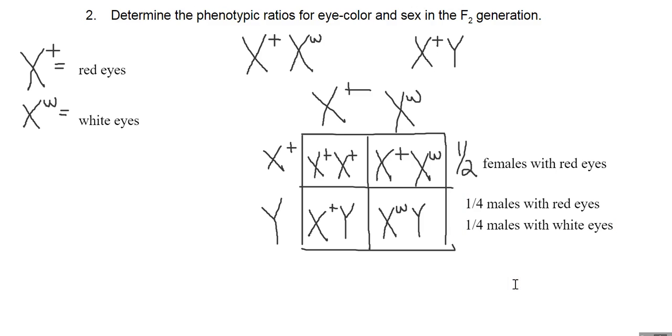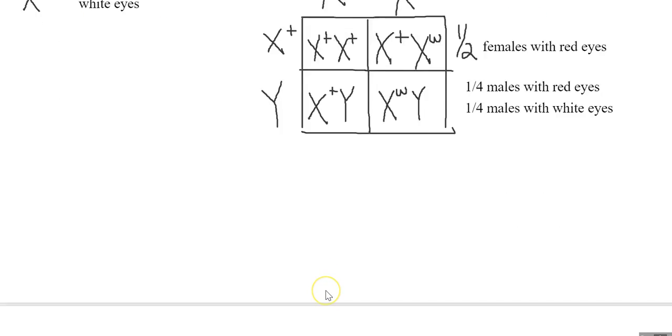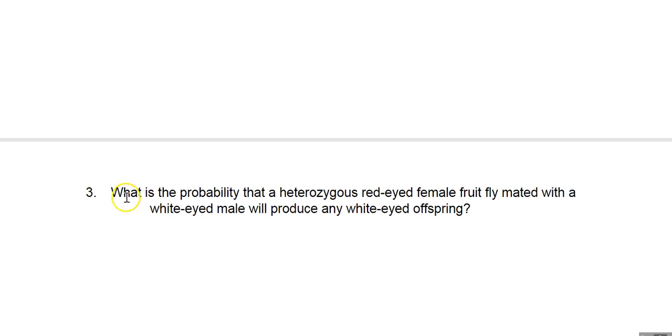So this question asks for the entire F2 generation, so I'm going to look at the entire Punnett square when I determine these phenotypic ratios. One thing that can be confusing is we can change the wording of this question, and we could say, like, what is the probability that a heterozygous red-eyed female fruit fly mated with a white-eyed male would produce any white-eyed offspring?